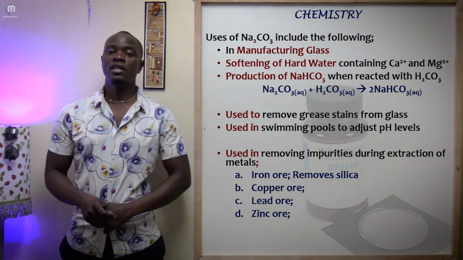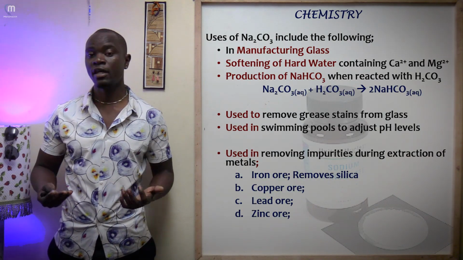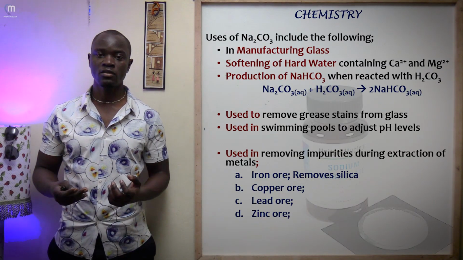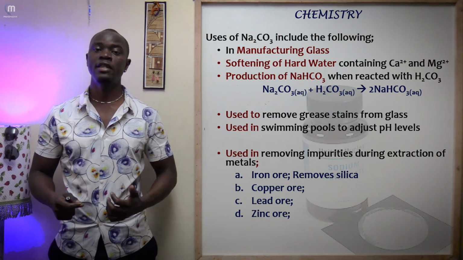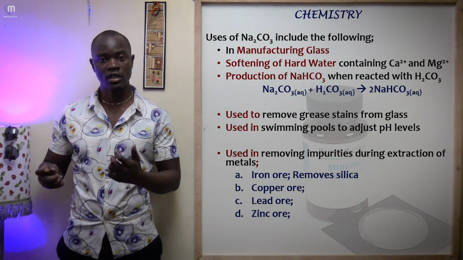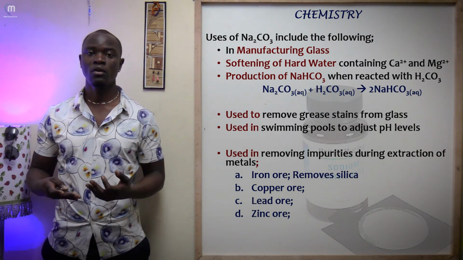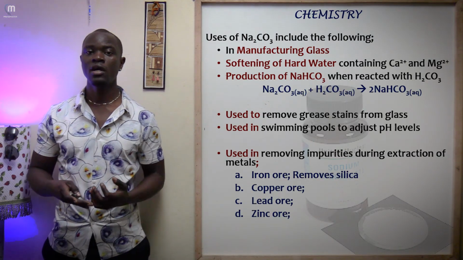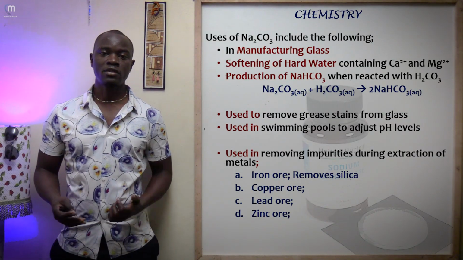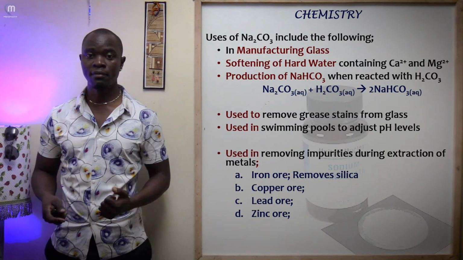Apart from that, sodium carbonate is used in the smelting process. But what is the meaning of the word smelting? Smelting simply means to extract. So in short, sodium carbonate is also used in the extraction of different metals. For example, it can be used in the extraction of iron, in the extraction of copper from copper ore, in the extraction of zinc from the zinc ore, and also in the extraction of lead from the lead ore. Among others, those are just sample importance or uses of sodium carbonate.